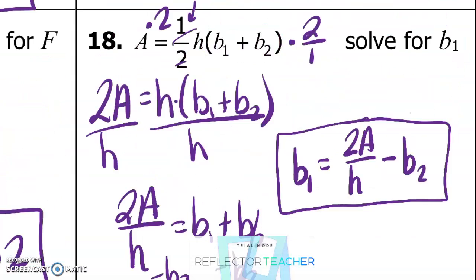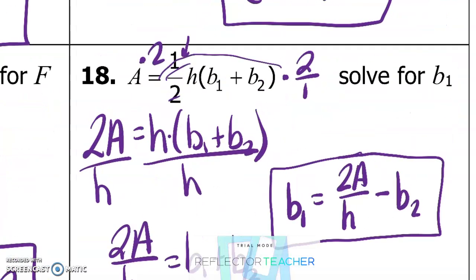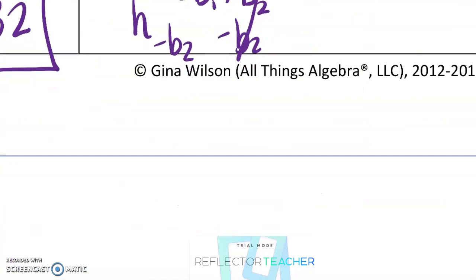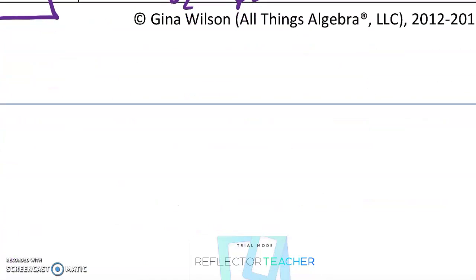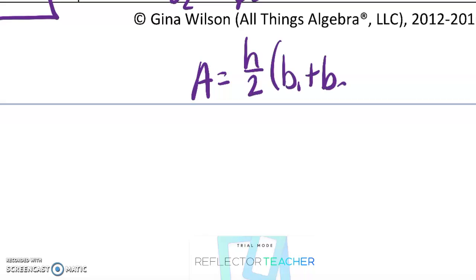Now here's what I want to show you. You can actually rewrite this, and specifically this front part, 1/2 times h as h over 2. So you could think of that as a equals h over 2 times b1 plus b2. Okay, so you have 1/2 times h. Well, that's like 1/2 times h over 1. So you can just make that h over 2.